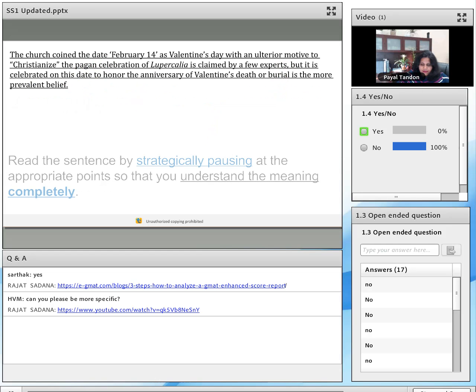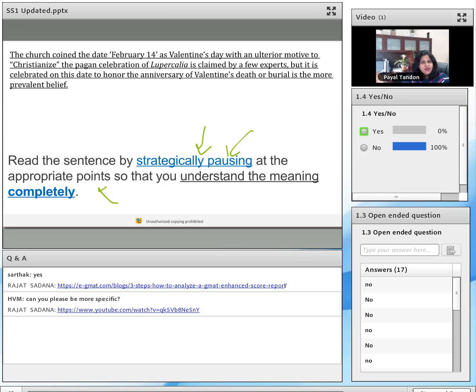The first step in this meaning-based method is that you read the sentence by strategically pausing at appropriate points so that you understand the meaning completely. I do not want you to have just a brief idea about the sentence, just the overall idea. I want you to have a complete understanding of meaning. And I'll tell you why that is important. So the first thing over here is that you have to read the sentence by strategically pausing.